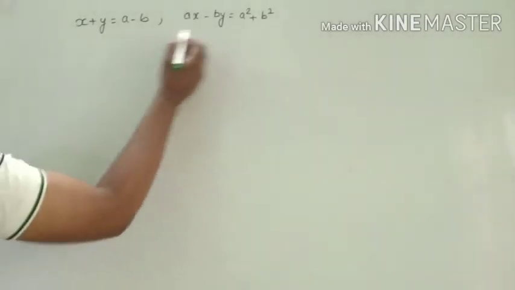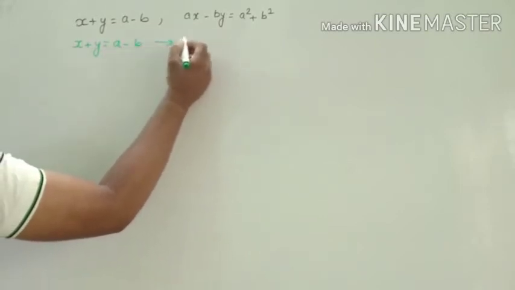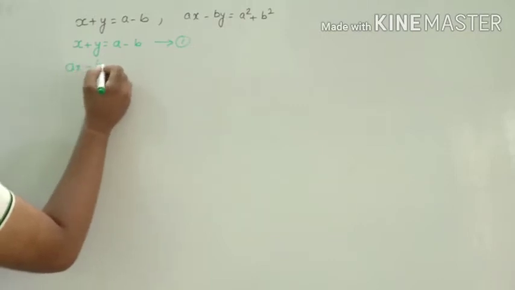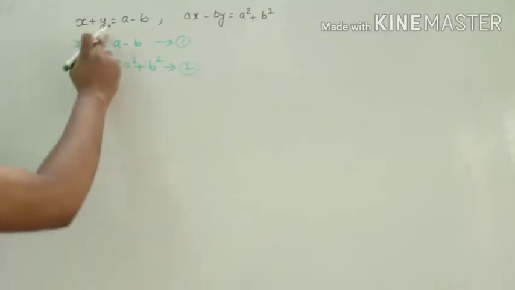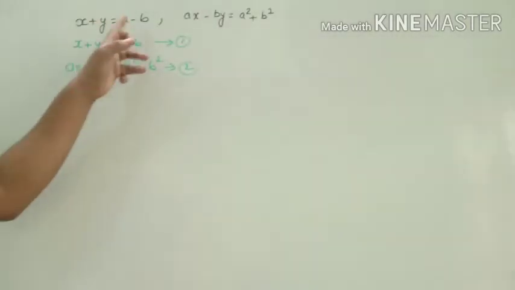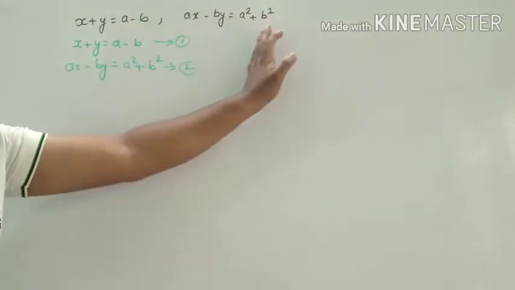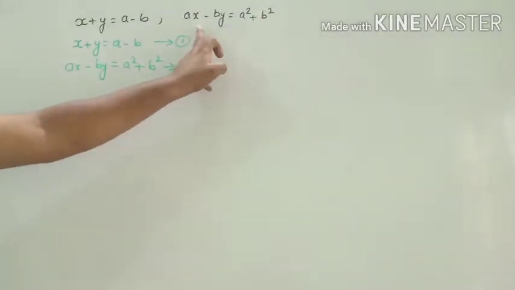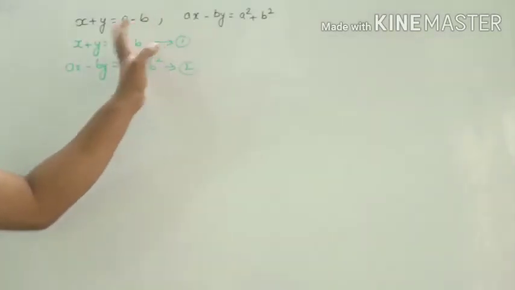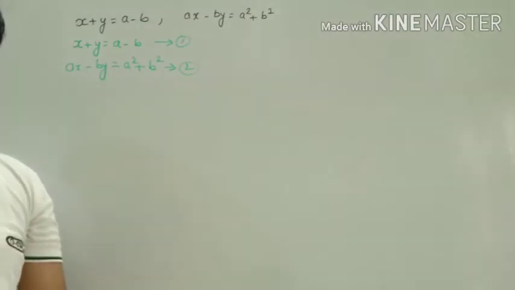Similarly, we are going to consider the equations: x plus y is equal to a minus b, this is equation 1, and ax minus by is equal to a square plus b square, this is equation 2. So they have given two equations. Here a minus b, and a, b, a square plus b square are constants. They have not given the constants as numbers, they have just kept them as variables. So we need to consider only x and y as the variables, whereas a and b are constants. Here we have considered these two equations, and we use the same method as in the substitution method in the previous problem.